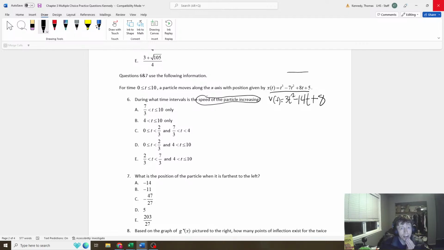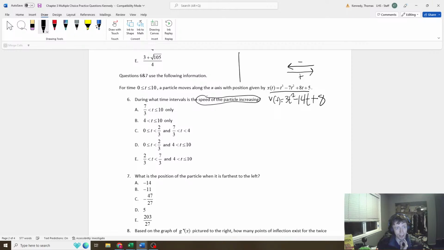In velocity, you can have forward velocity, positive velocity, and negative velocity, and they're different. Whereas in speed, assuming these two velocities had the same magnitude, the speeds would be the same. And so speed increasing is a lot harder than velocity increasing. If this was a velocity question, you'd just factor this or do quadratic formula and figure out where the value is positive. Whereas if we have to do speed increasing, we need two things to happen.